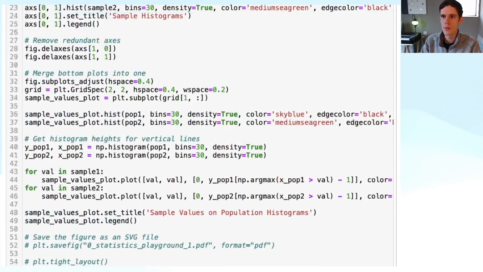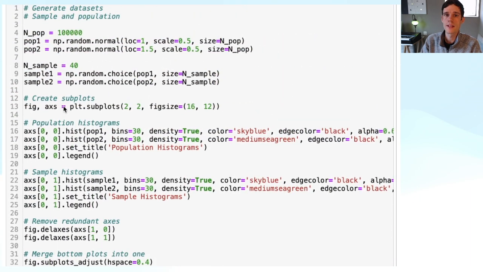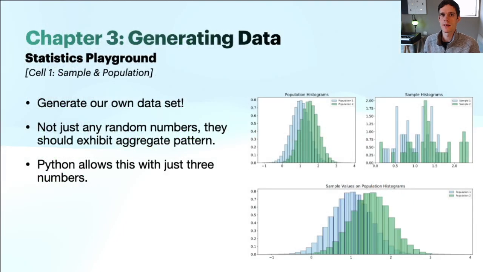Now, there is a lot more code in this cell. And in fact, in the next lesson, we will explain this code and use it to see how generating datasets, as we did in this lesson, simulates a real-life scenario for a data scientist and get to the heart of statistics.